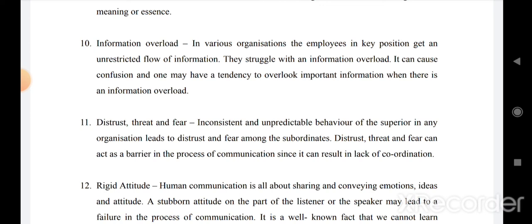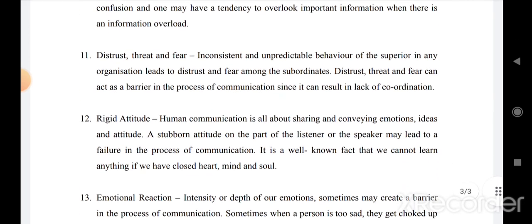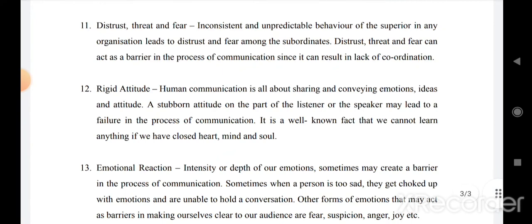Next one is distrust, threat, and fear. Now, inconsistent and unpredictable behavior of the superior in any organization leads to distrust. It leads to fear among the subordinates, and when these emotions are in play, it is very difficult to communicate. Distrust, threat, and fear can act as a barrier in the process of communication since it can lack coordination.